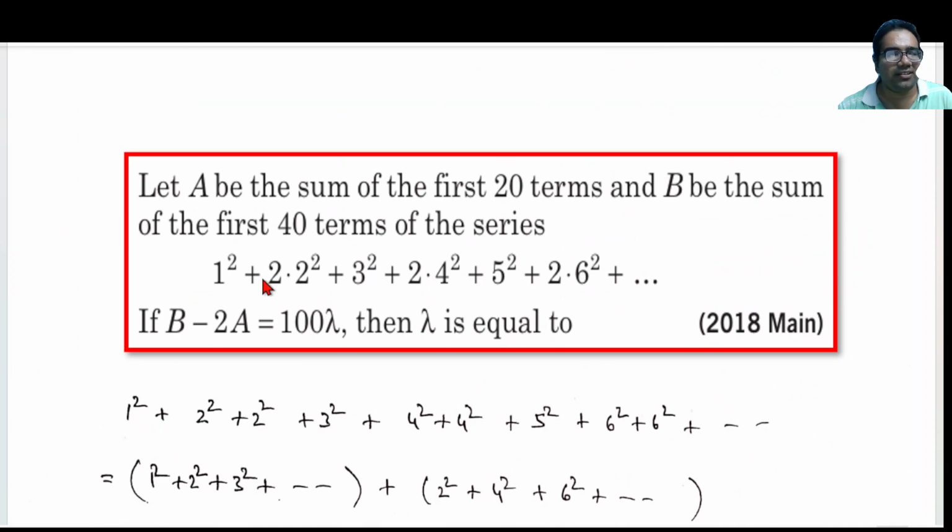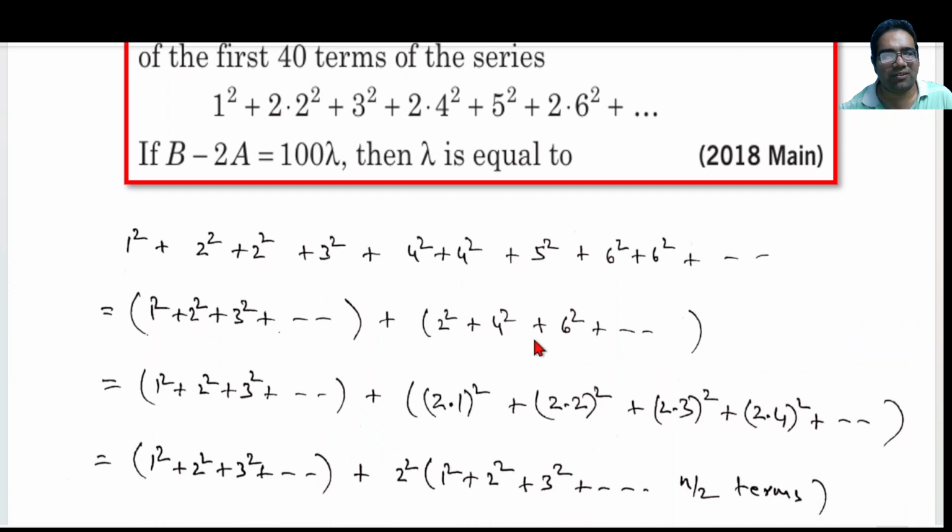Very simple problem. We just need to carefully see that this is actually a sum of two series. This can be split into two series, and be careful that the first series will have n terms and the second series will have n by 2 terms. Right, guys? Thank you.